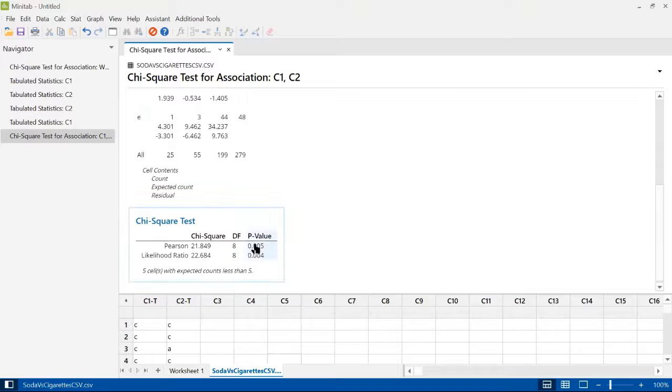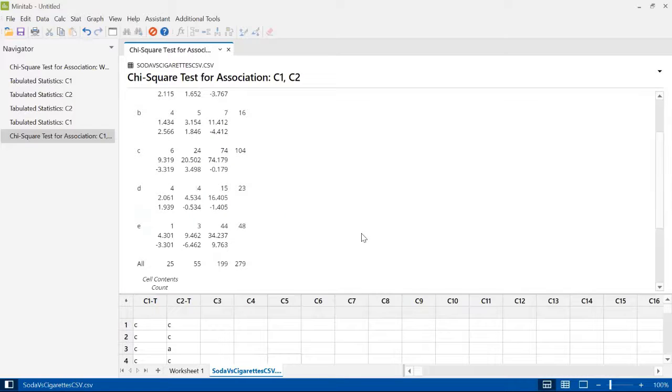Okay, so what was our p-value? Let's just assume this worked okay. The p-value is 0.005. That's 0.5%, which is lower than our typical testing levels of 1 and 5%. So we do have strong evidence of an association.